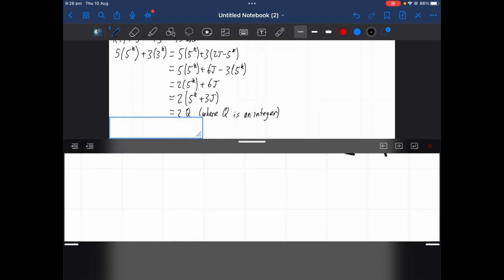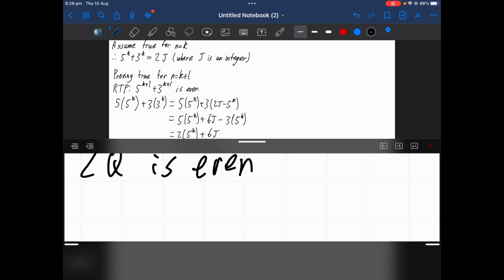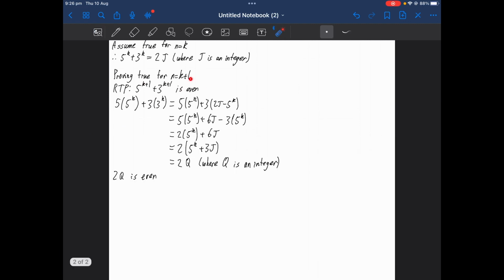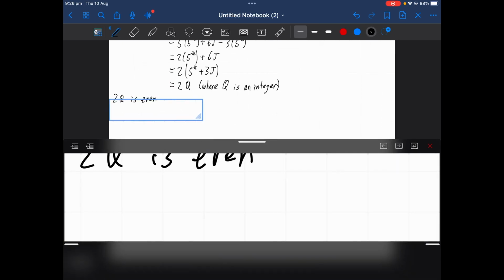And 2q is even, right? That's what we're trying to show. 2 times some integer means that that number is divisible by 2. Okay? And so therefore 2q is even, and so therefore we've shown that this statement up here is even, and so that proves our inductive step.